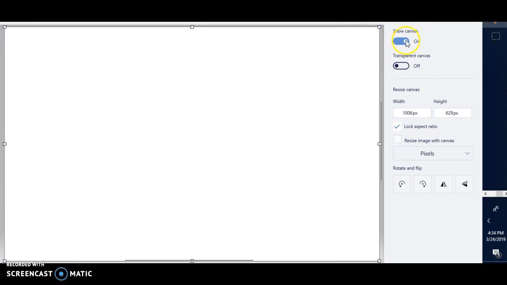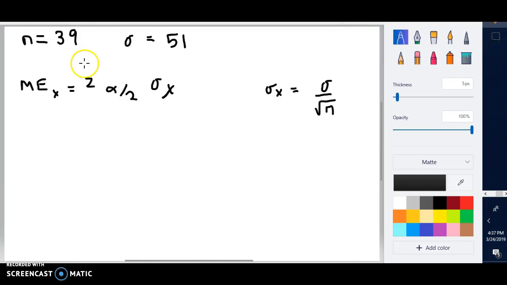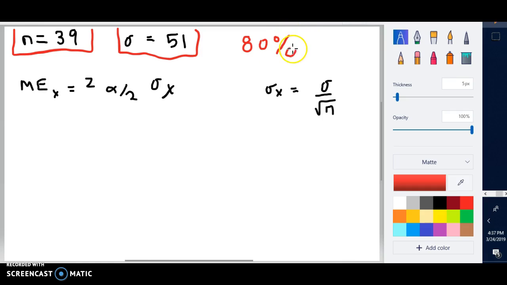Okay, so I have our formulas here. The given information is n, the population is 39, and the standard deviation is 51. Also, I forgot to put an 80% confidence interval. So we're going to use the formula for the margin of error, but first we have to figure out this number here, and we're also going to have to look up the z-score in a second. So let's go ahead and do the standard error of the mean.